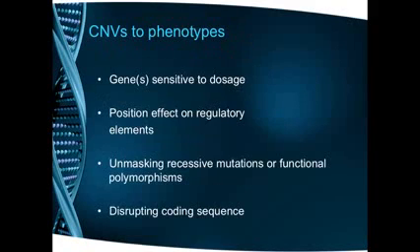Okay, so how do these copy number variations actually lead to phenotypes? Well, first of all, they can affect genes that are sensitive to dosage. They can have a position effect on regulatory elements. If you have a seemingly balanced translocation, they can still affect regulatory elements over long range. Also, if you have a deletion, then all of a sudden you can unmask what normally would be a recessive mutation or a functional polymorphism. And of course, they can directly disrupt the coding sequence as well.